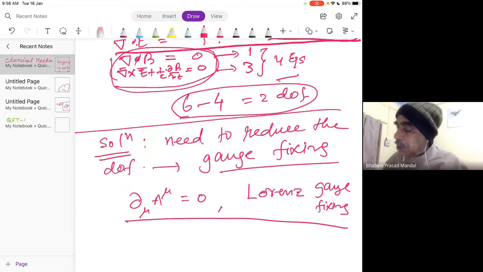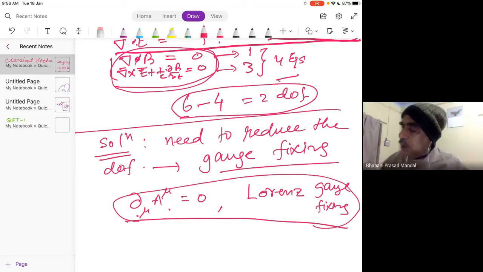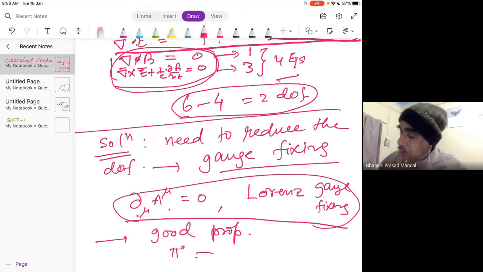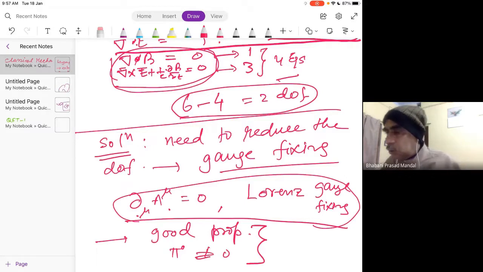So I put a condition on A. A has 4 degrees of freedom. If I put a condition, it will have 3 degrees of freedom, so one degree of freedom will be reduced. But still there will be one more extra. But right now, if we reduce one degree of freedom by putting this, then you can have a good, well-defined propagator. You can have Pi 0 not equal to 0. So these are the two problems we are facing: Pi 0 cannot be 0, and then the commutation relation cannot be satisfied.